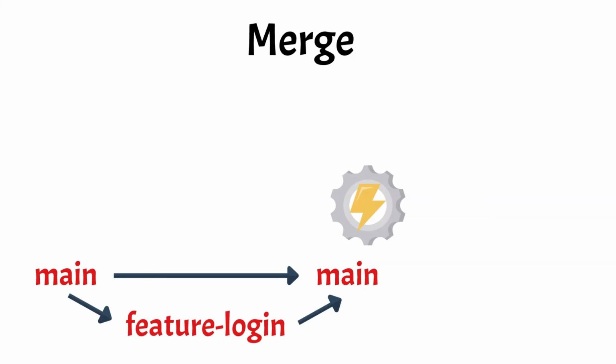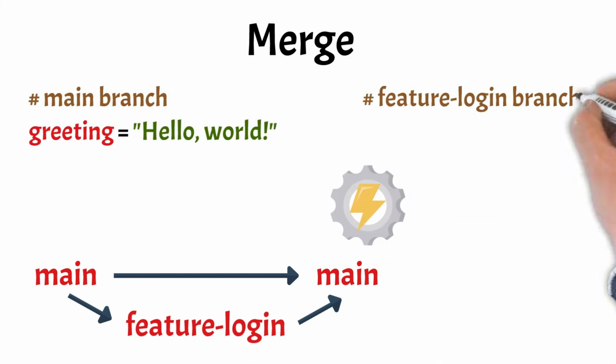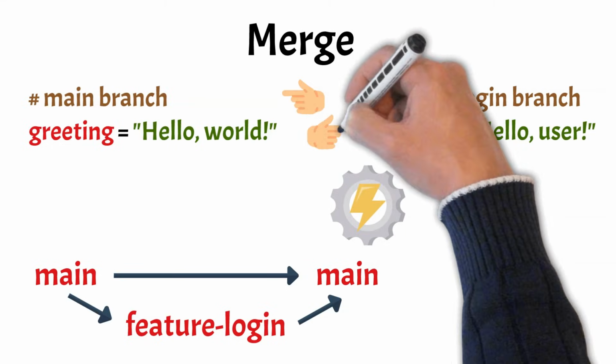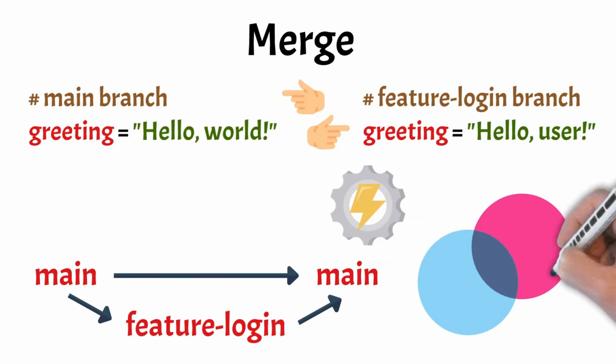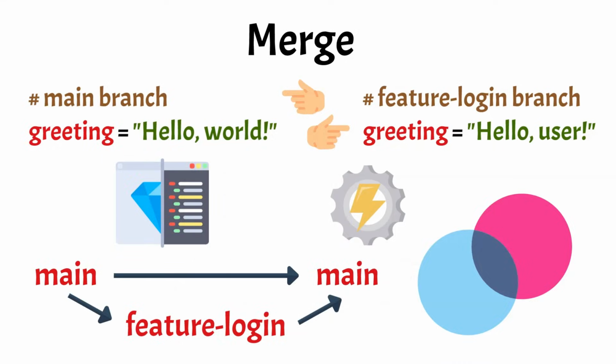Most of the time, Git can combine the code automatically, saving you the work. But sometimes, if two branches change the same part of the code in different ways, Git won't know which version to keep. That's a merge conflict. It's then up to you to resolve it, choosing or rewriting the code so everything fits smoothly into the project.